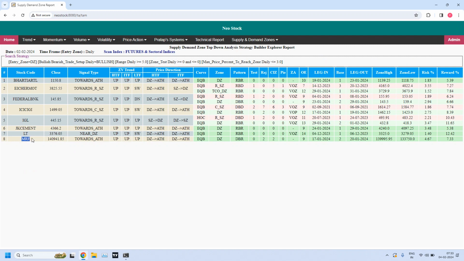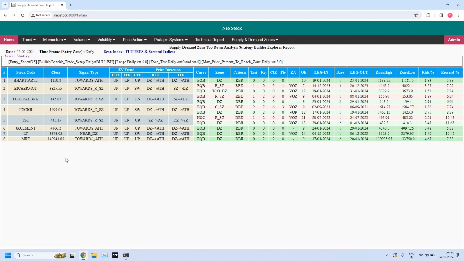Earlier list: MRF, L&T, Federal Bank, Bharti Airtel were listed. Now you got the additional stocks: JK Cement, you have IZL, you have ICICI GI, Federal Bank we already identified, HR Motor. These are the additional stocks we identified. Hope this list will be enough for you further.